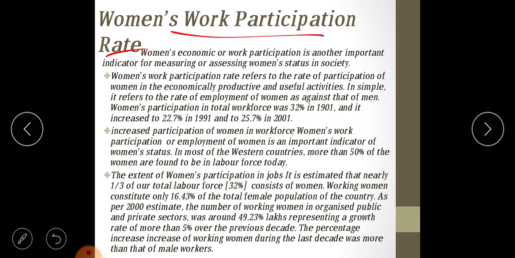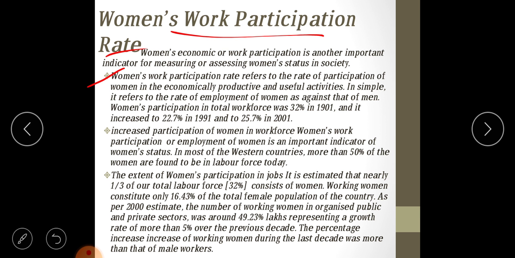Okay, so women's economic or work participation is another important indicator for measuring and assessing women's status in society. The first one, women's work participation rate, refers to the rate of participation of women in economically productive and useful activities. In simple terms, it refers to the rate of employment of women as against that of men.